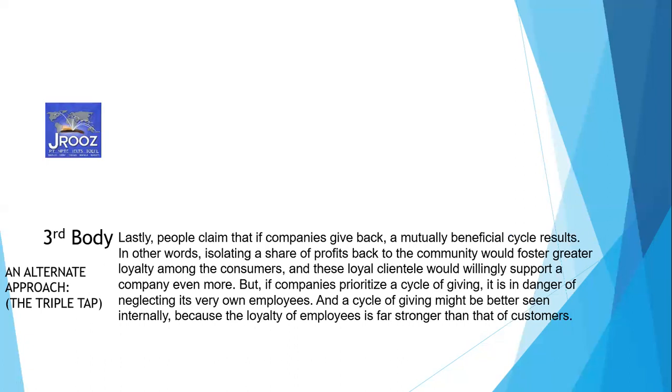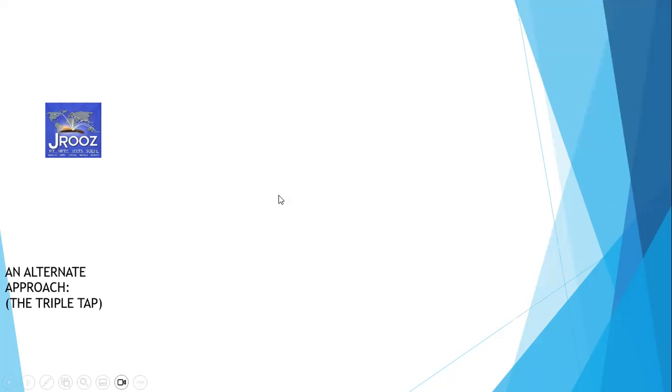But here's the kill. If companies prioritize a cycle of giving, they are in danger of neglecting their very own employees, and a cycle of giving might be better seen internally because the loyalty of employees is far stronger than that of consumers. That is the TAP style, guys. Tap. In this case, since there are three body paragraphs, it's a triple tap.